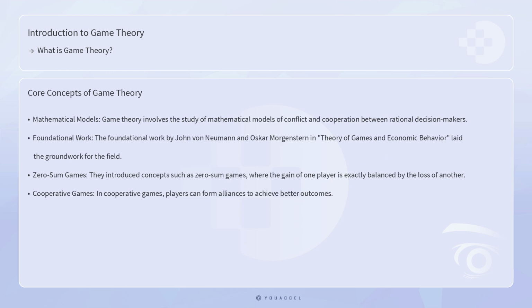At its core, game theory involves the study of mathematical models of conflict and cooperation between rational decision-makers. The foundational work by John von Neumann and Oskar Morgenstern in their seminal book, Theory of Games and Economic Behavior, laid the groundwork for the field. They introduced concepts such as zero-sum games, where the gain of one player is exactly balanced by the loss of another, and cooperative games, where players can form alliances to achieve better outcomes.